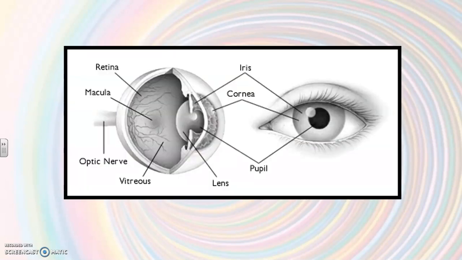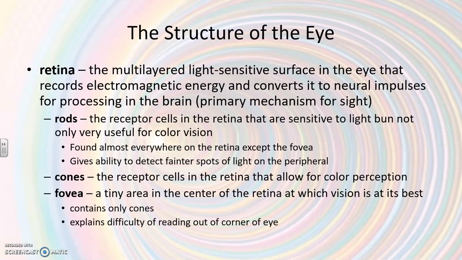Here's an image. On the left, you have an eye facing over your right shoulder if you had this video in front of you, and then you have an eye looking straight at you. You also have your retina, which is a multi-layered light-sensitive surface in the eye that records the electromagnetic energy and converts it into impulses and gets it to your thalamus.